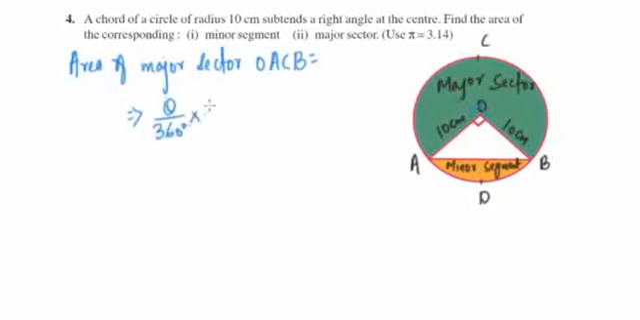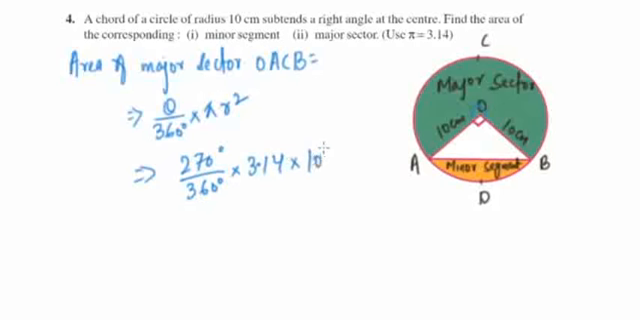And we know the formula to find the area of a sector, that is theta divided by 360 degrees multiplied by pi r square. And we know the value of theta, the angle of the major sector, that is 270 degrees divided by 360 degrees multiplied by the value of pi, which is given, that is 3.14, and the radius is 10 centimeter. And on solving this, we will get the area of the major sector OACB, that equals 235.5 square centimeter.